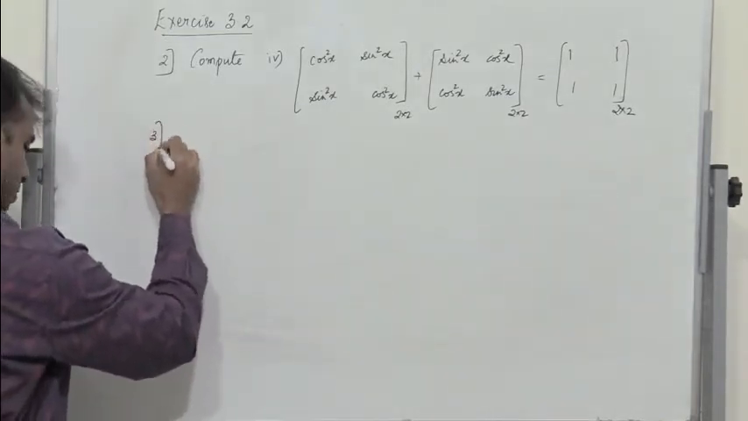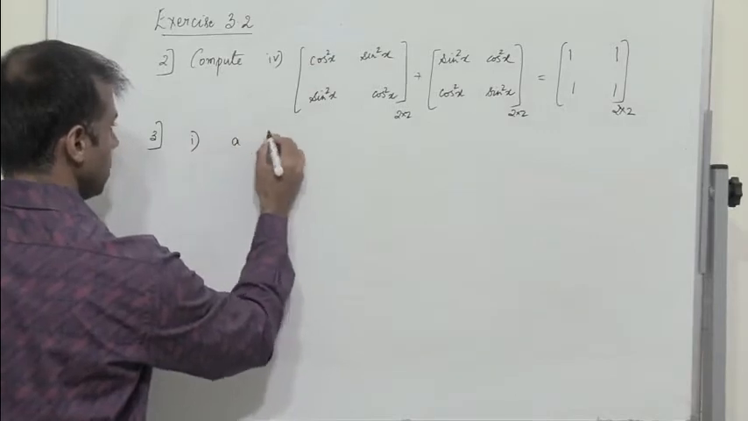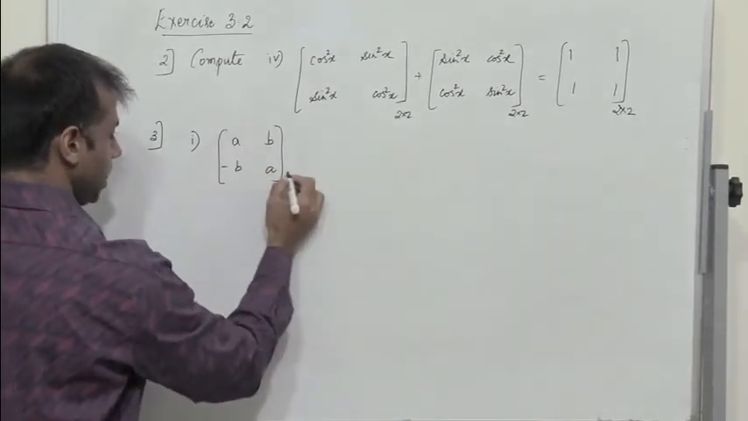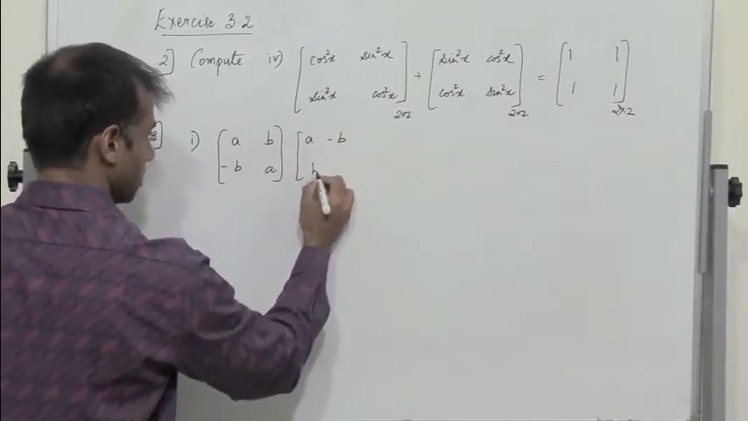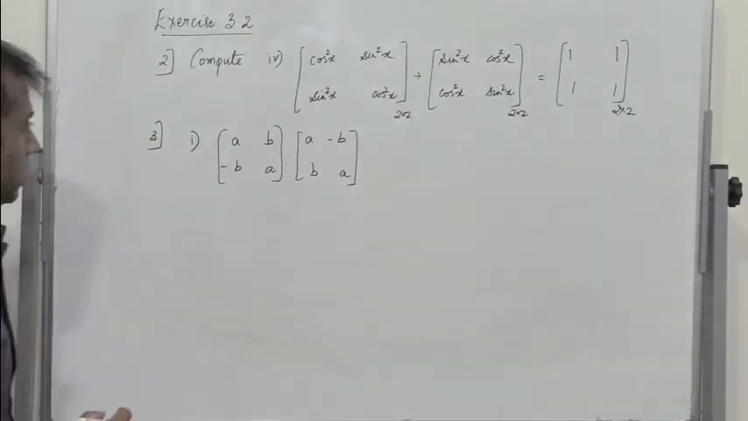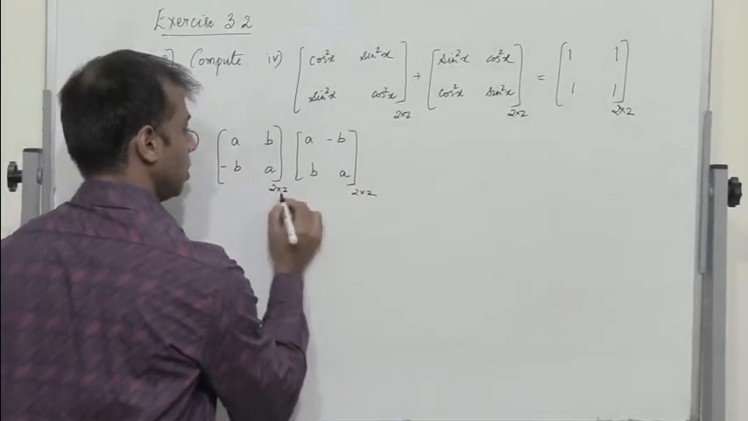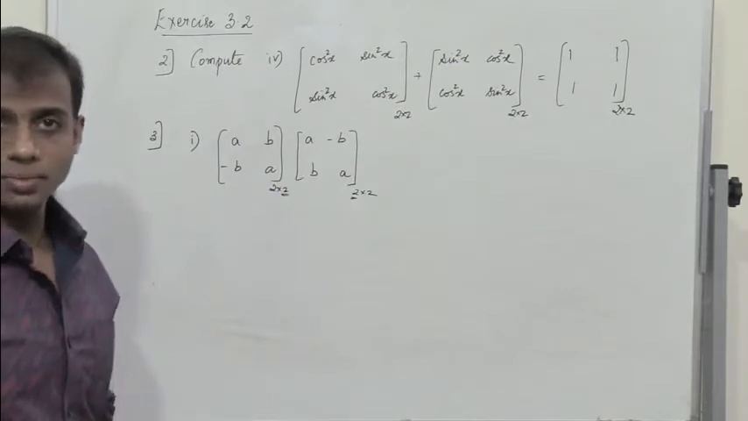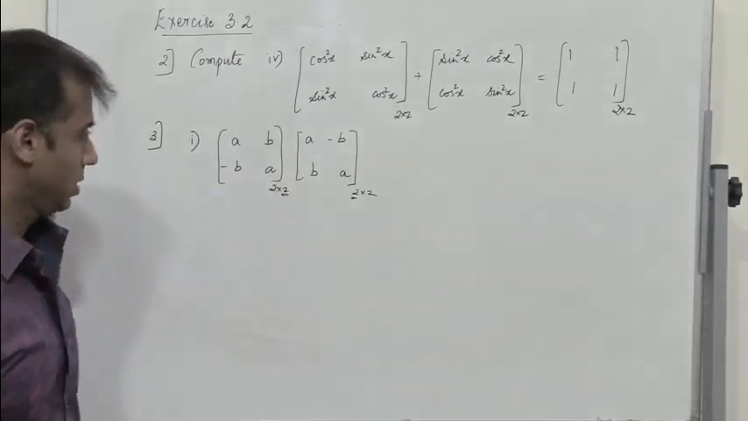So next 3. So again I need to compute the following. The first one, I have a matrix AB minus BA, multiply it with another matrix A minus B, B and A. Right? So we can multiply two matrices only if the columns of the first matrix and the rows of the second matrix, the dimensions match. So since both the matrices are of order 2 cross 2, I can multiply them.